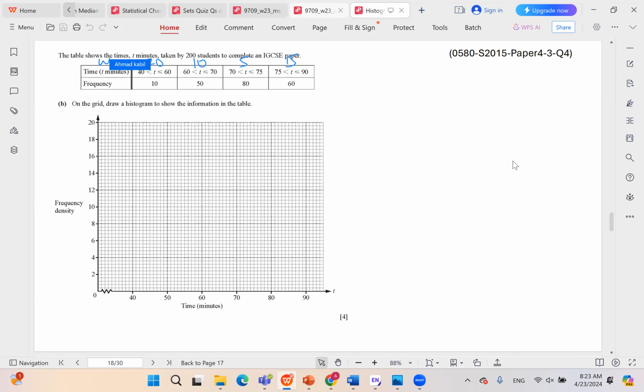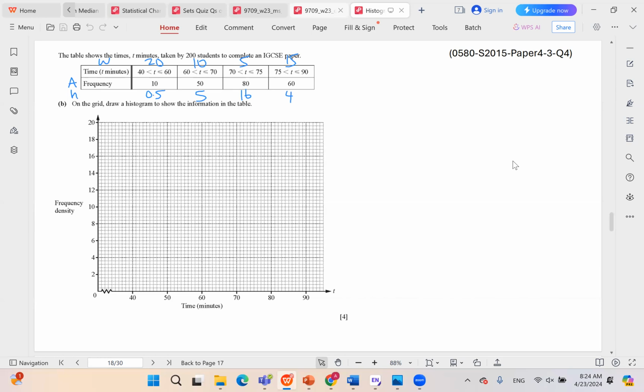Now, frequency is the area. We want to get the height, so we have to divide the area by the width. So the height here is 0.5. The height here is 5. The height here is 16. And finally, the height at the end is 4. So now that we have the heights, we can easily draw the histogram.